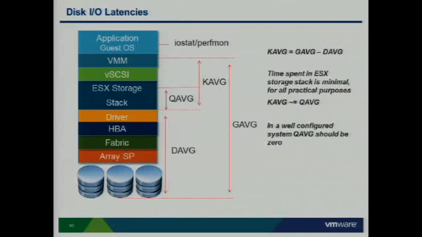So for all practical purposes, the time spent in the storage stack is really, really minimal. And any latency that you see in the K average should be predominantly because of queuing activity. The stack itself consumes a few hundred microseconds. It doesn't consume in the order of milliseconds. So if you see latency in the order of milliseconds in the K average, it's most likely because you have queuing going on. In a well-configured system, you should not have any queuing happening. You shouldn't have any latency because of queuing. So the Q average should be 0. That's something you should aim for when you configure your system.